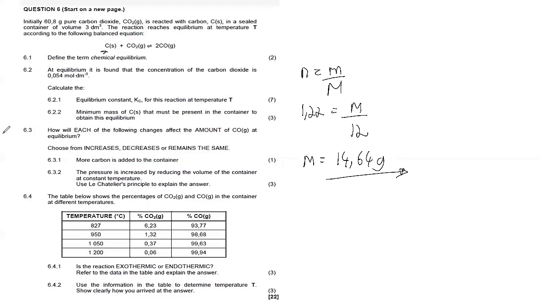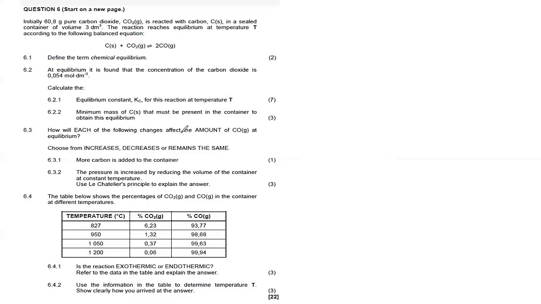Now 6.3 is saying, how will each of the following changes affect the amount of carbon monoxide at equilibrium? Choose from increases, decreases, or remains the same. They say more carbon is added to the container. We know that increasing the concentration or the amount of a reactant will obviously favor the forward reaction, and then will lead to more products being formed. But here, the case is you have increased the amount of a solid.